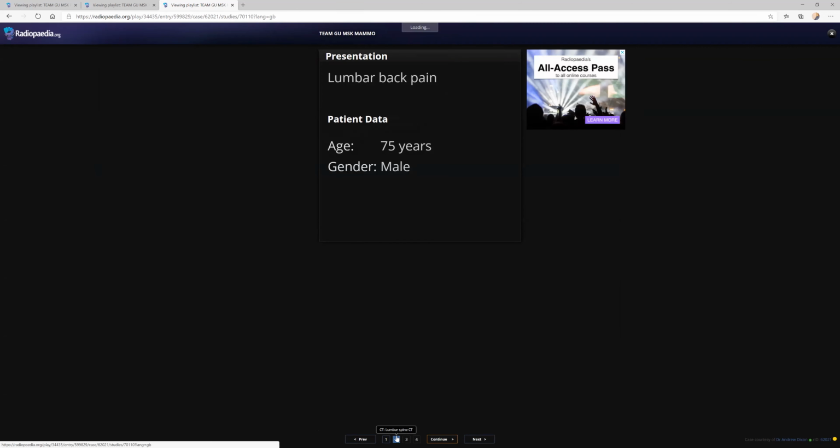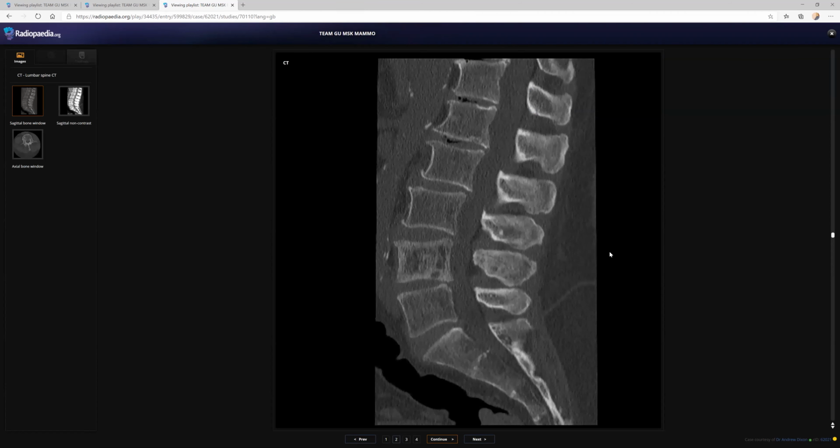75-year-old male, lumbar back pain. This is a bone window CT scan, sagittal reformatted sequences. I can see there. You can click the up and down arrows. Okay.